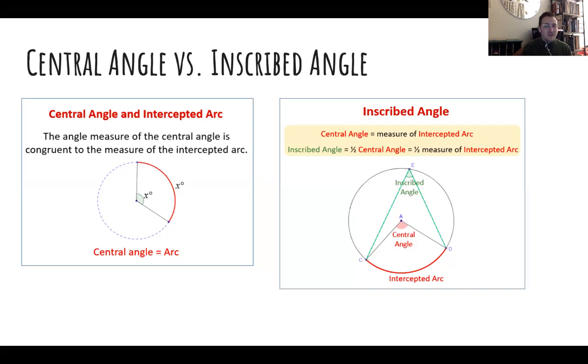Today in our Delta Math problem set, we're going to be looking at two major vocabulary words that we see in our circles. The first vocab word is this notion of central angle. What this says is that the angle measure of the central angle is congruent to the measure of its intercepted arc. Intercept means that they just kind of meet each other.